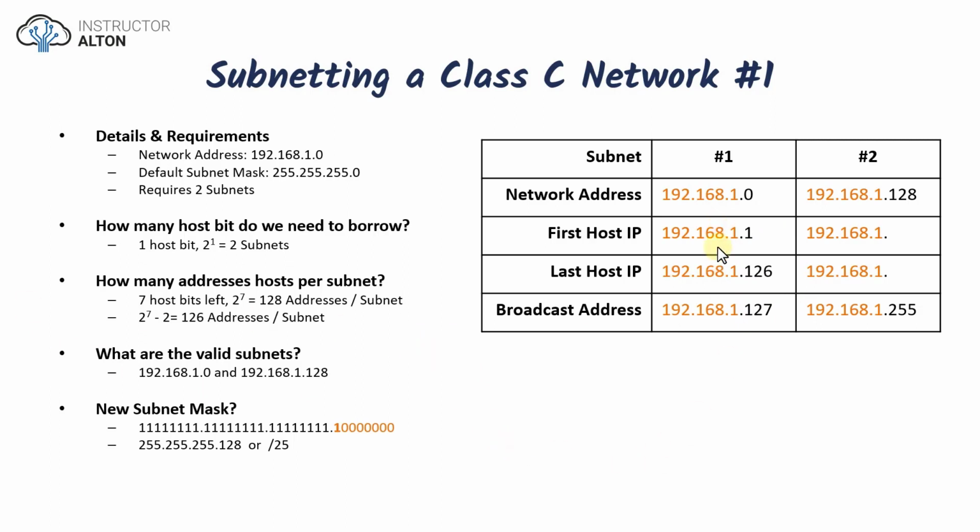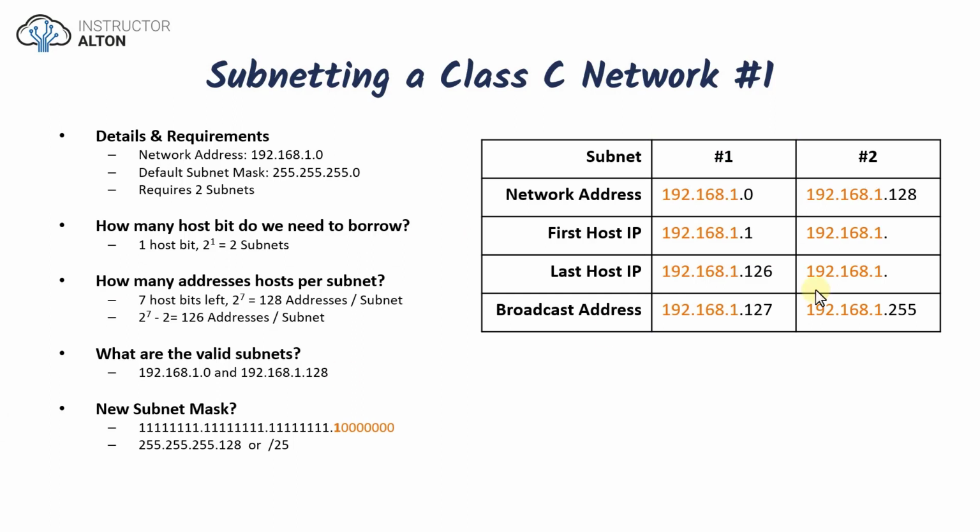Very simple. So let's highlight everything for our first subnet here. For our first subnet, we know that the network address, the first address of it, is going to be 192.168.1.0. We know that the broadcast address is going to be 192.168.1.127. And we know that the usable range is going to be 192.168.1.1 down to 192.168.1.126. So these are the usable IP addresses right here.